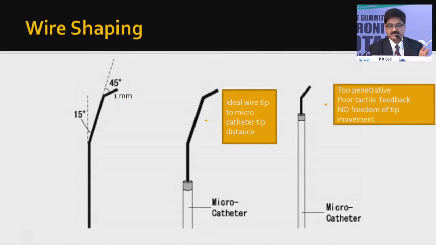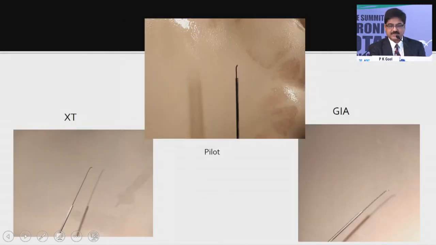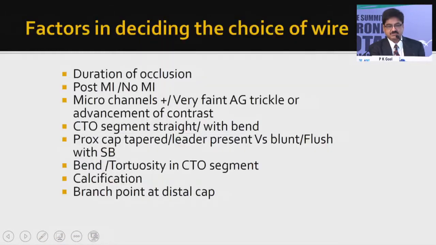So please understand that. Second, now this is real life shapes that I have made for you, and this is only 1 millimeter. See the Gaia shape which is pre-existing, and the XT and the pilots that have been done. So one has to see that.